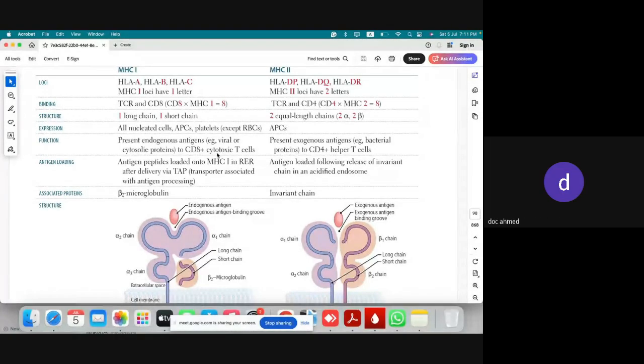So okay, what's the function? We already know the function. Intracellular viral antigen goes to CD8 positive T cells; exogenous antigen, like bacterial protein, goes to antigen presenting cell, MHC class 2, CD4 positive helper cells. We know that. Let's discuss the structure of your MHC1 and MHC2, right?